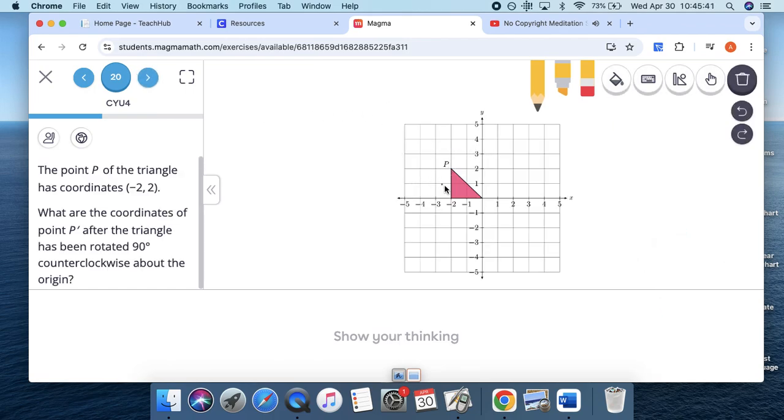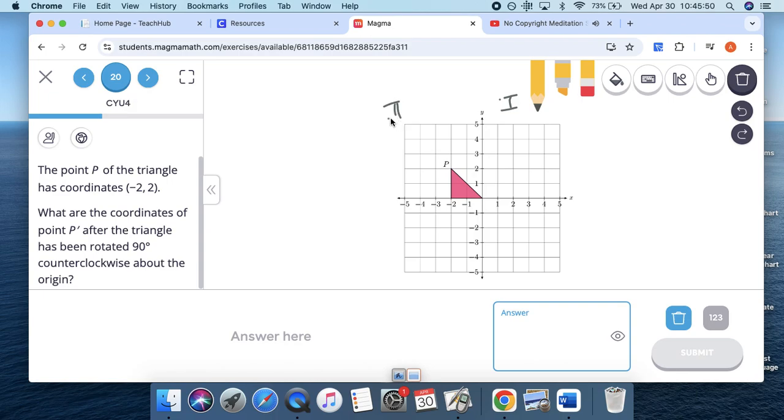Point P of the triangle has coordinate 2, negative 2. What are the coordinates of point P after the triangle has been rotated 90 degrees counterclockwise? So, this is quadrant 1, quadrant 2, quadrant 3, quadrant 4. Remember, for every 90 degrees, a point travels one whole quadrant. So point P, going counterclockwise, is going to land in quadrant 3. It's 2 and negative 2.